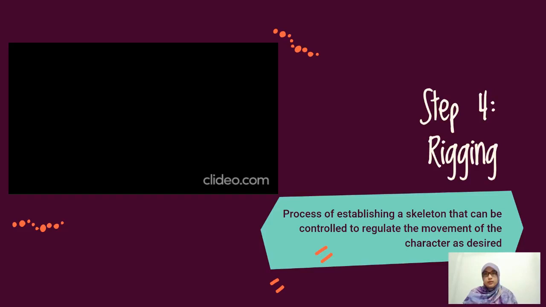Next is rigging. What is rigging? Rigging is the process of establishing a skeleton that can be controlled to regulate the movement of the character as desired. As I mentioned earlier in the presentation, step 4 does not involve 2D animation. This is because in 2D we already have the drawings, and not a skeleton or model that has to be moved. For a better understanding, let us watch a simple video about what rigging is.